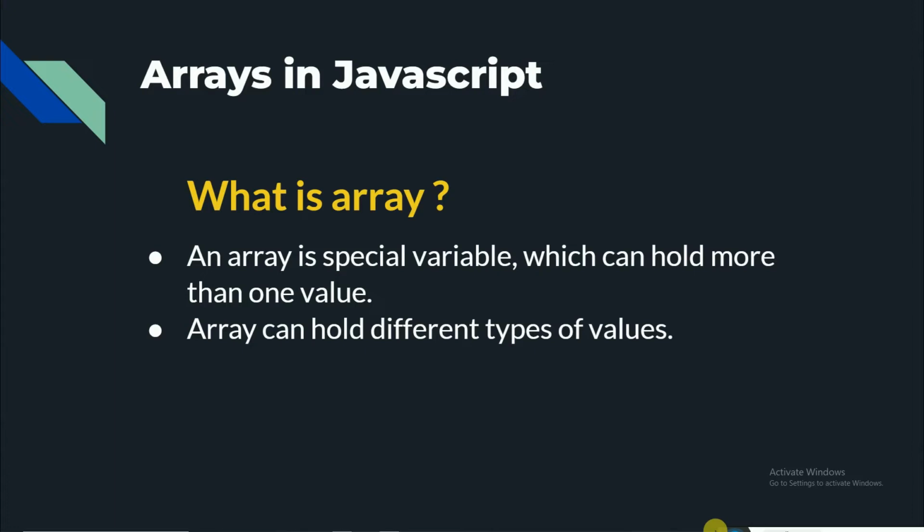So what is an array? An array is a special variable which can hold more than one value. We will understand this in practical. An array can hold different types of values, so you will not understand the theory here, so we will go in practical and understand it. Just keep in mind that an array is a special variable which can hold more than one value and it can hold different types of values. Okay, so now let's go to the practical.